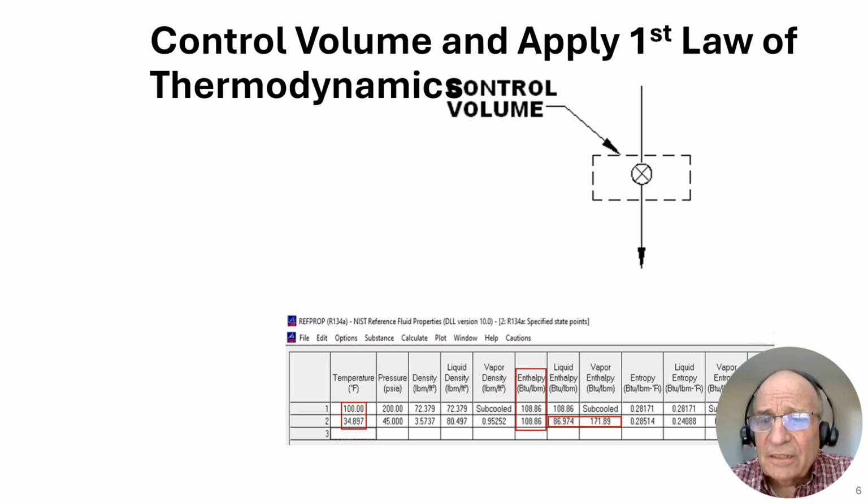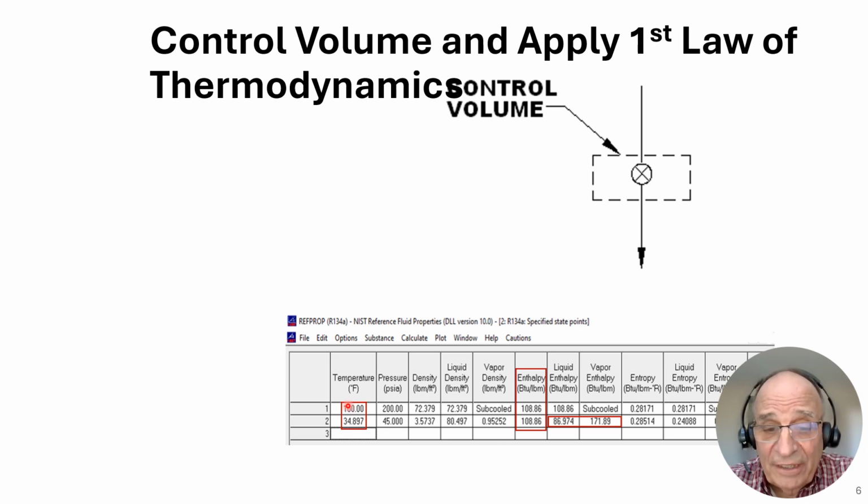So let's take a look at this process here. I'm looking at the conditions that I had shown earlier, which were 100 degrees Fahrenheit and 35 degrees Fahrenheit, 200 psi, 45 psi, and those are absolute. And look at the enthalpy. Well, the enthalpy was 108.86, and it remains 108.86.